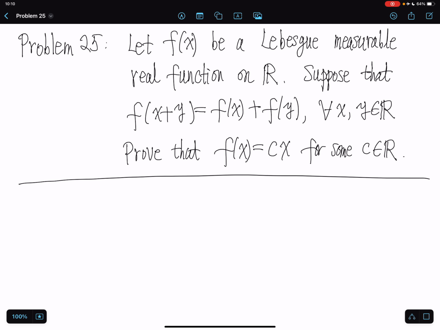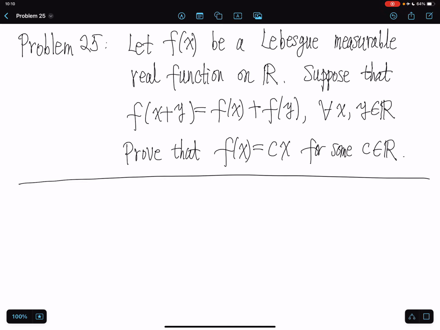Today we'll be working on the following problem. Let f of x be a Lebesgue measurable real function on R. Suppose that we have a functional equation f of x plus y equals f of x plus f of y for any x and y in R. Now we want to prove that f of x must be in the form of c times x for some real number c. Pause the video if you want to work on this problem by yourself.